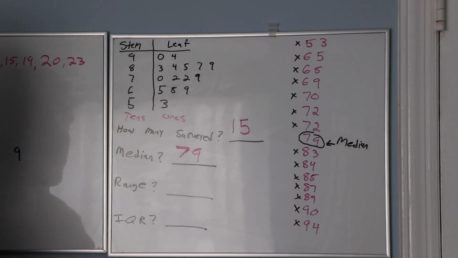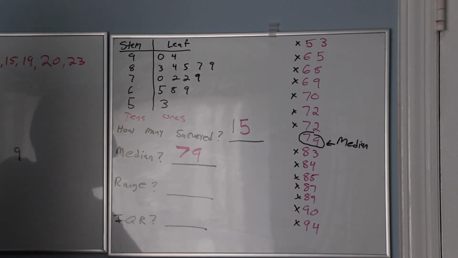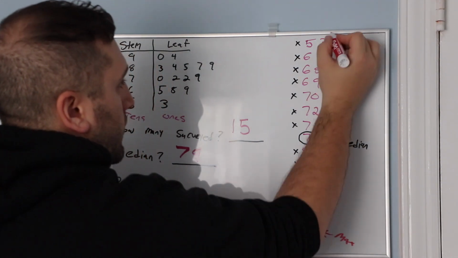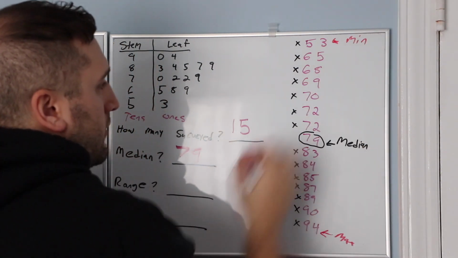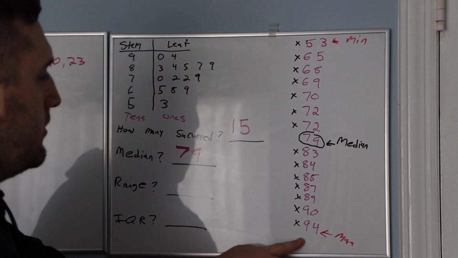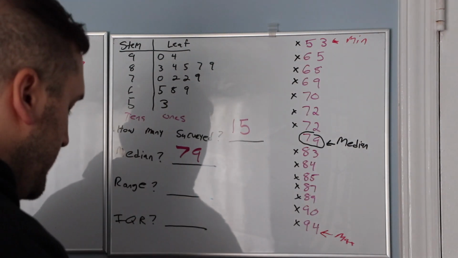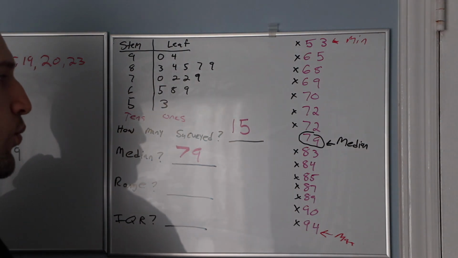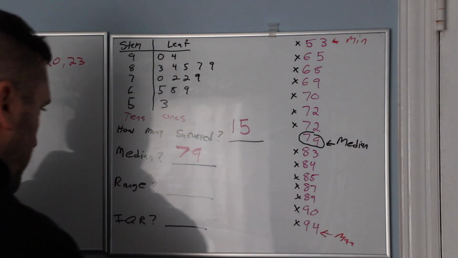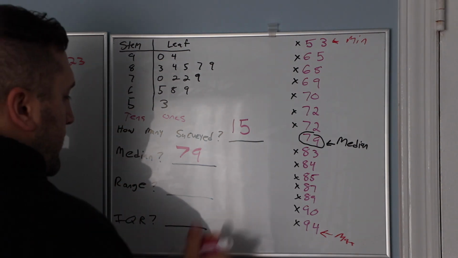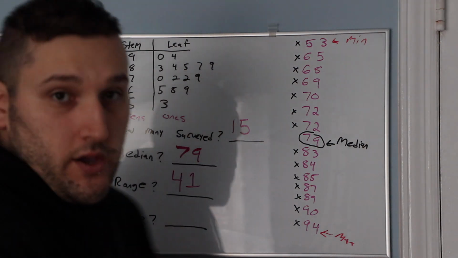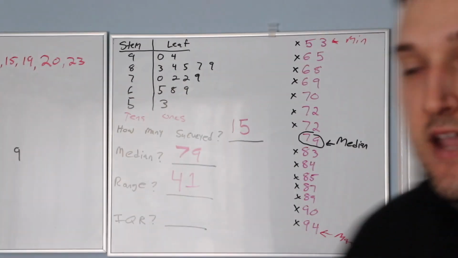So now our range, right? Our range is where we look at that maximum and that minimum, and we subtract them. So here we have our maximum. Here we have our minimum. So I have 94 minus 53. And 94 minus 53 is 41. Correct? Yes, 41. So our range would be 41.